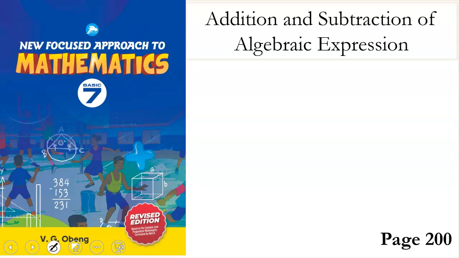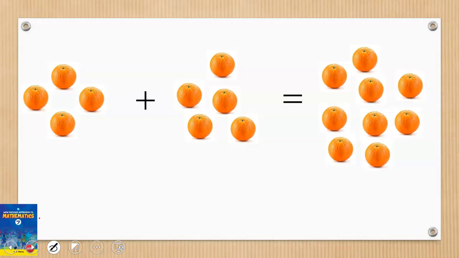This is a revised edition, and in this video, we are looking at addition and subtraction of algebraic expressions. This can be found on page 200 of your book. We want to look at how we can add and how we can subtract algebraic expressions. Now, let's start like this.